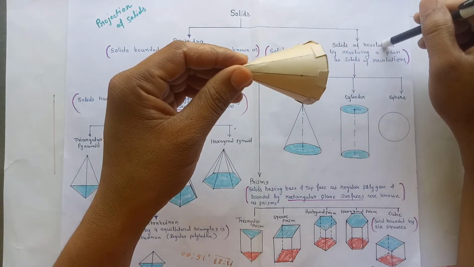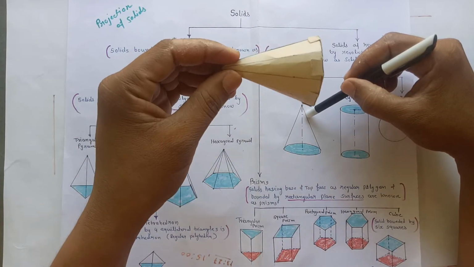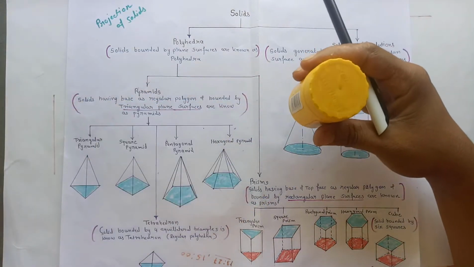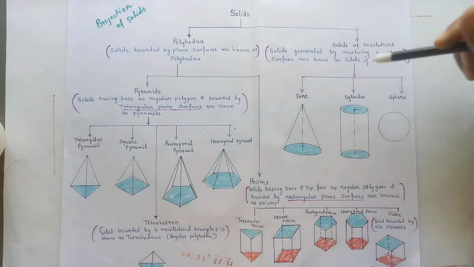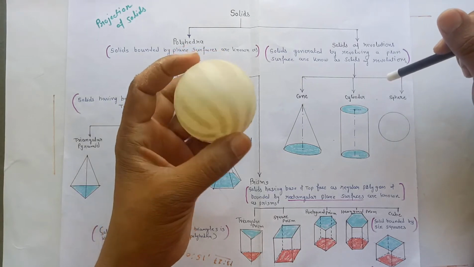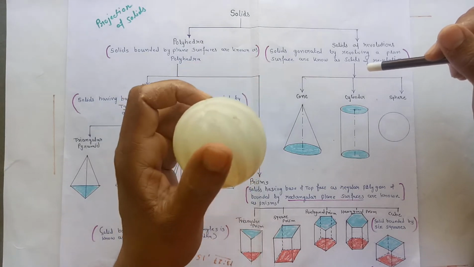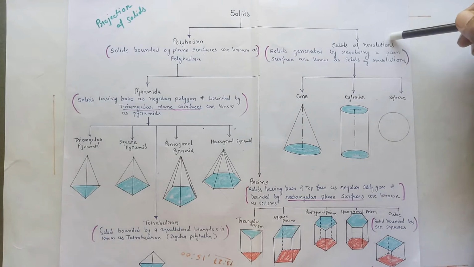So cone is a solid of revolution and it is generated by revolving a right angle triangular plane about its altitude. Cylinder is generated by revolving a rectangular plane. So this is a cylinder and it is generated by revolving a rectangular plane. Sphere is generated by revolving a circular plane. So this is the example of the sphere. These are the examples of the solids of revolution: cone, cylinder, sphere.